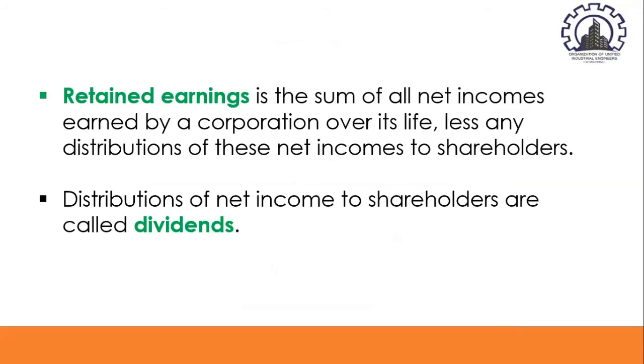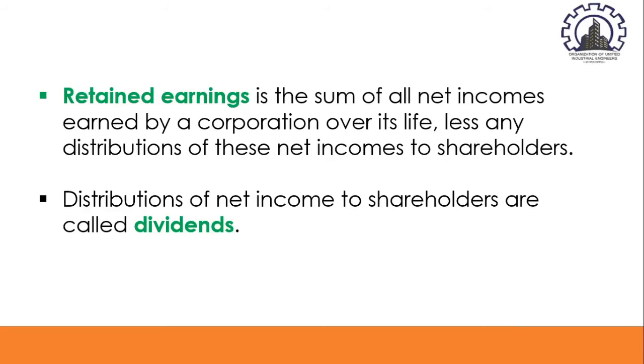less any distributions of these net incomes to shareholders. And distributions of net income to shareholders are called dividends. So in order for us to better understand this, in simple words, a dividend is a portion of profit after tax that is given out to shareholders. And whatever is left is called retained earnings. And these earnings are retained by the company for the purpose of reinvesting it back in the company for growth or expansion purposes.